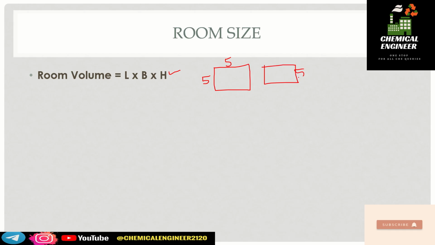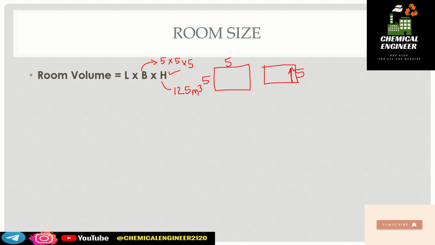Now our first factor that is affecting the fan size is the room size. So what we have to do is calculate the room area or room volume. Suppose a room has a length and width of 5 meters, as well as a height of 5 meters. For that room, our volume will be 5 into 5 into 5, that is 25 into 5, equal to 125. So 125 meter cube will be our room volume.